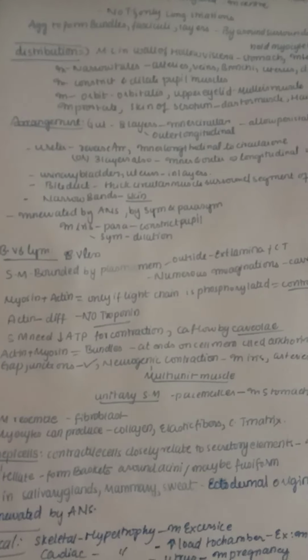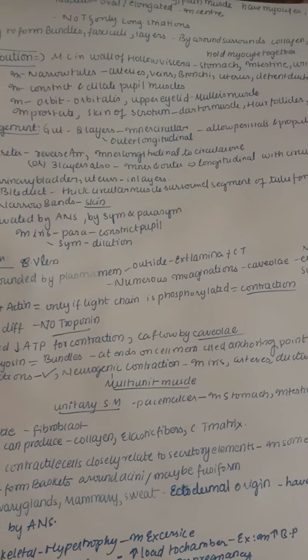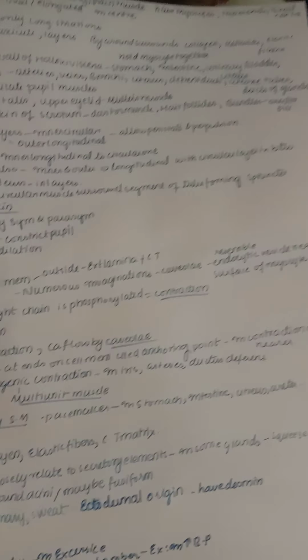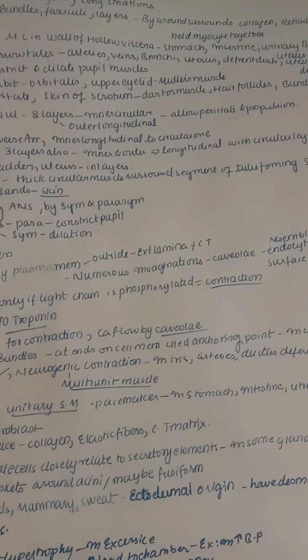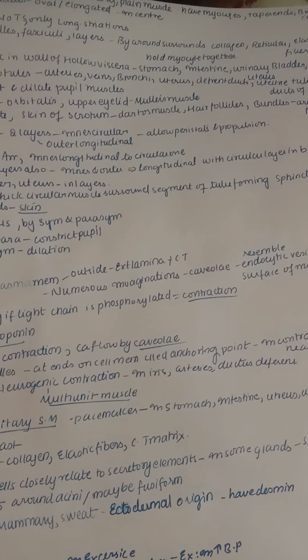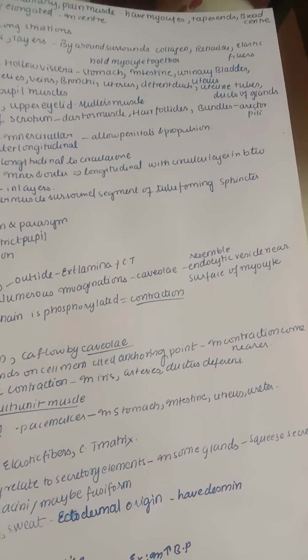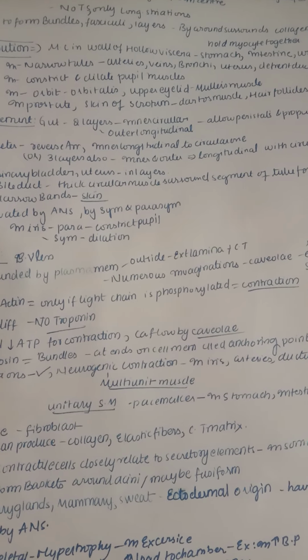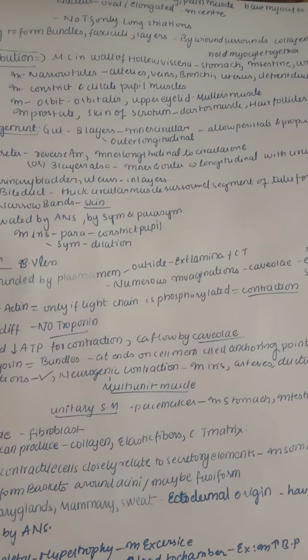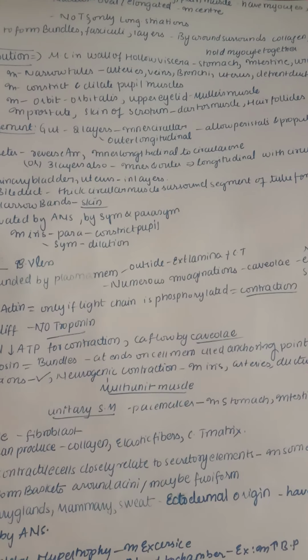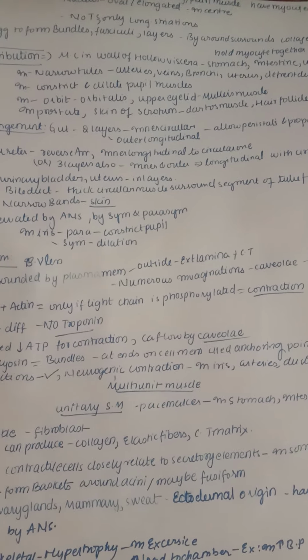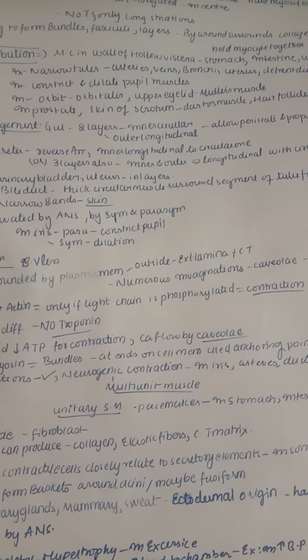As for the distribution, it is most common in the wall of hollow viscera, especially the stomach, intestine and urinary bladder, which hold the myocytes together, and in narrow tubes like arteries, veins, bronchi, uterus, uterine tubes, and ducts of glands. It is helpful in constriction and dilation of the pupil, and is also present in the orbit, that is the upper eyelid, Muller's muscle, and in the prostate, the skin of the scrotum as the dartos muscle, and hair follicles as the arrector pili.